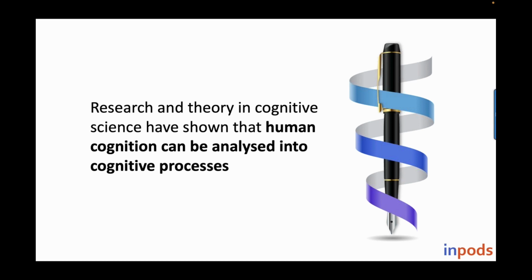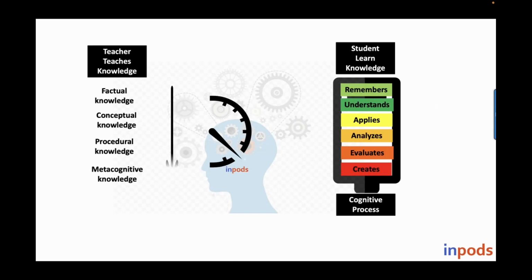Research and theory in cognitive science have shown that human cognition can be analyzed into cognitive processes, and these cognitive processes are typically well known as Bloom's taxonomy levels, because Dr. Benjamin Bloom and his team members did the research long back, and they came up with a taxonomy of cognitive process, which begins at remember, understand, apply, analyze, evaluate, and create. There are 6 steps defined by them.